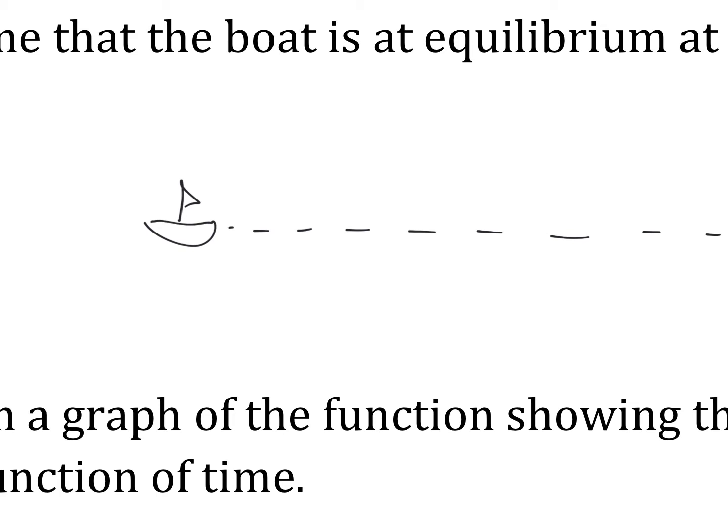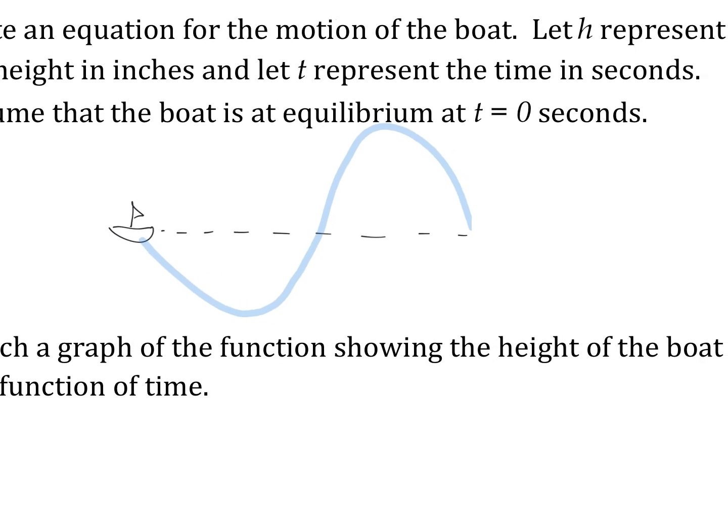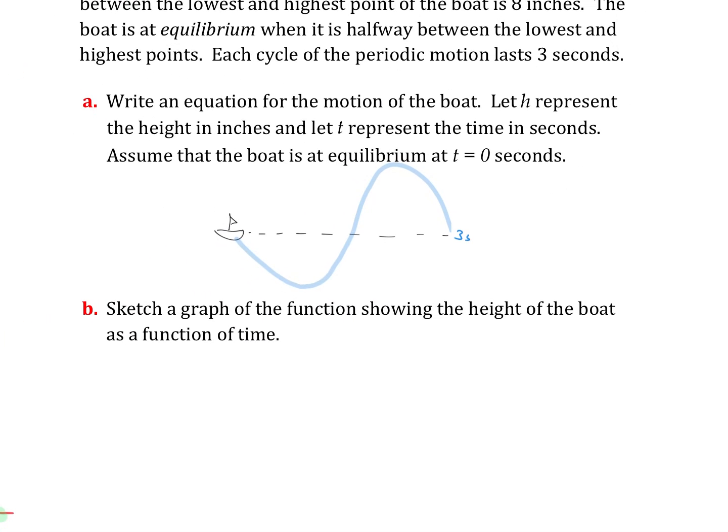Now, we don't know if it's going to go up on a wave first or down on a wave. I'll say it goes down first, but it really doesn't matter. So it swoops down, comes back up, and then it's back at equilibrium. And that pattern goes on over and over. They tell us that that process takes a total of 3 seconds. So the period of this function is 3 seconds.